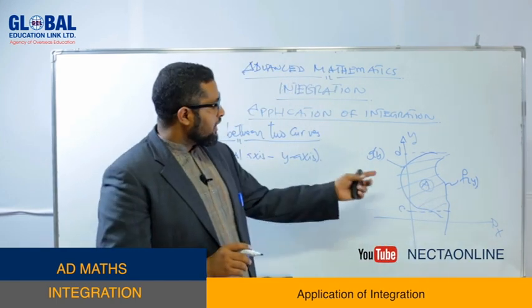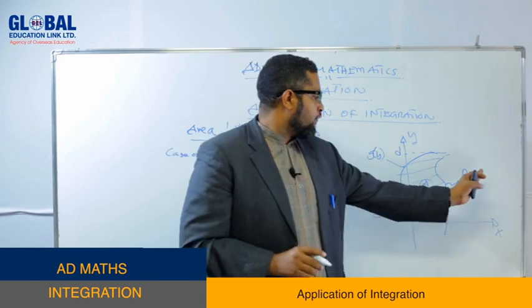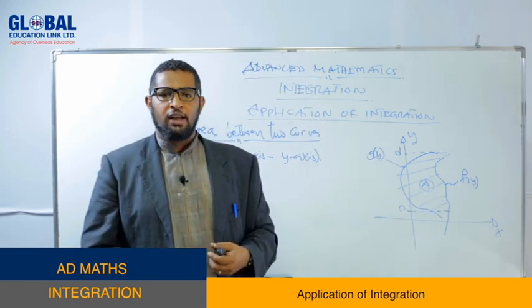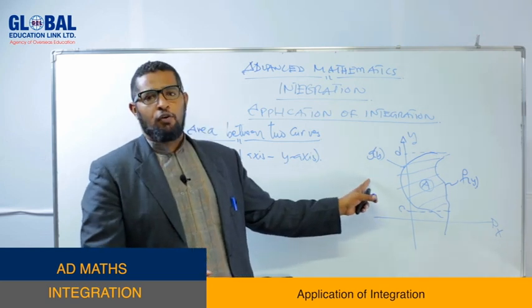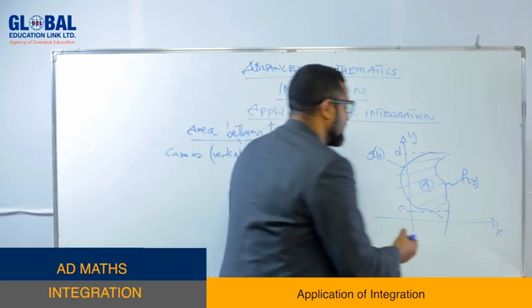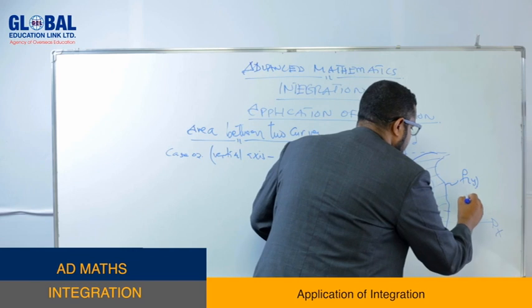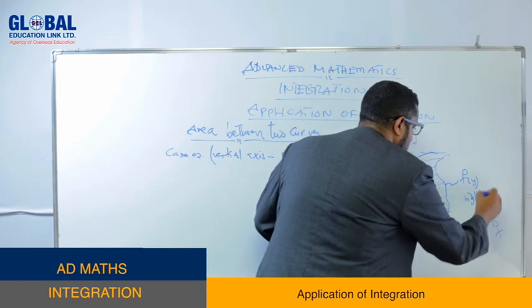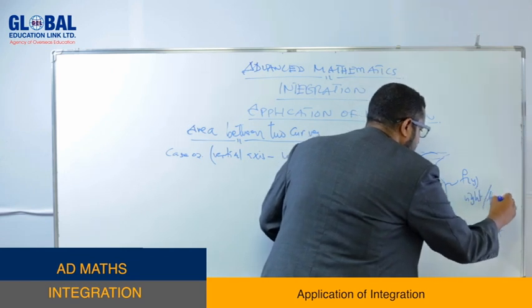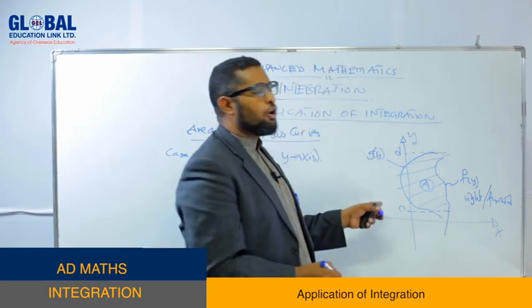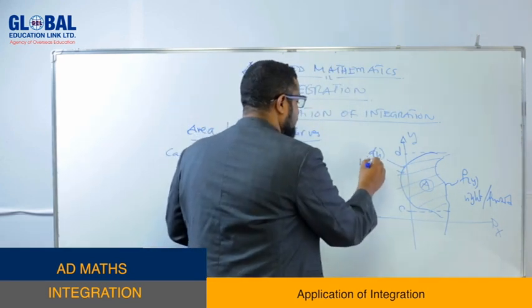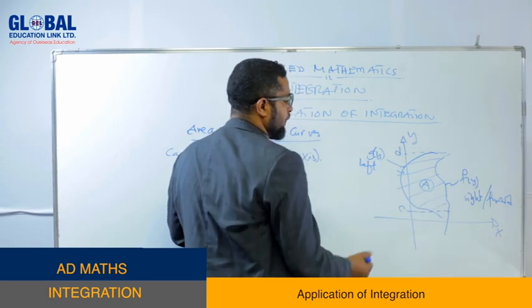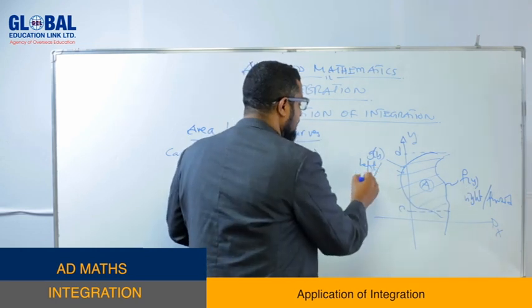Now, if you look clearly here, we have two functions: f of y and g of y. F of y is in front of g of y, or we can say it is to the right, or forward, of g of y. And g of y is on the left side of f of y, or backward.